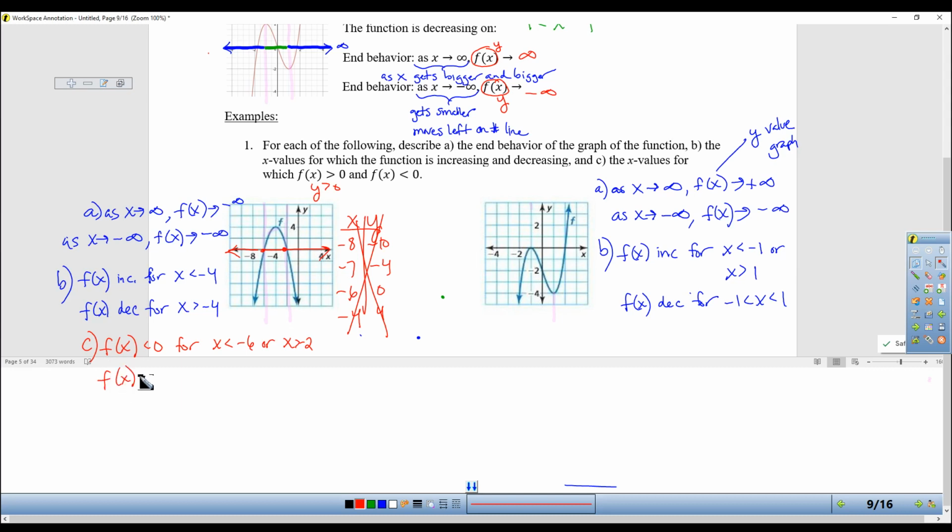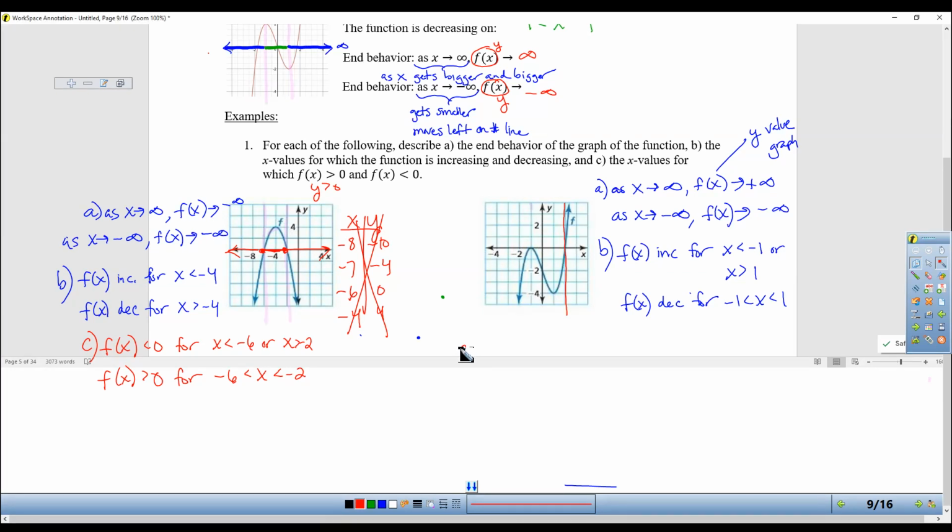And f of x is greater than 0. So the y value is above the axis for negative 6 is less than x is less than negative 2. So for this little section on your x-axis. If you would like to try the next section on your own, part C on this one, you can see if you can get it. I'm going to do it for you.